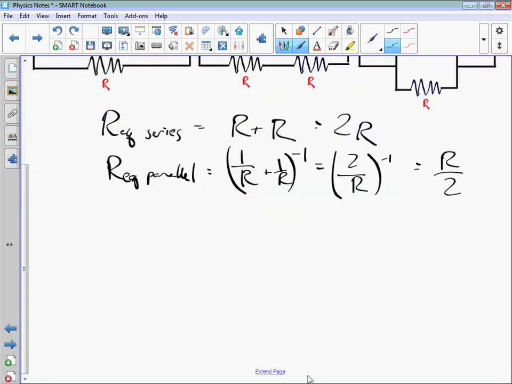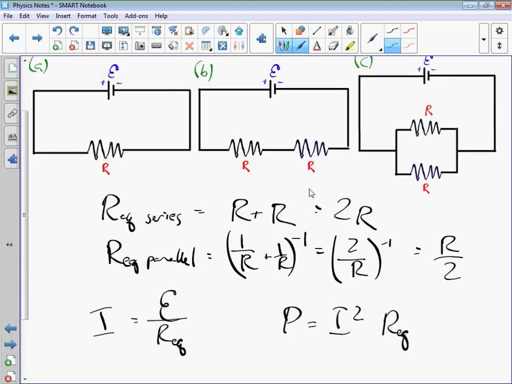As far as how they relate to current, well, Ohm's law: current is equal to the potential difference, or the EMF. In this case, the battery has very little resistance, so we can consider it just EMF, over the equivalent resistance. For power, we'll be using power is equal to current squared times our equivalent resistance. And we're going to look at each of these three situations individually using these things.